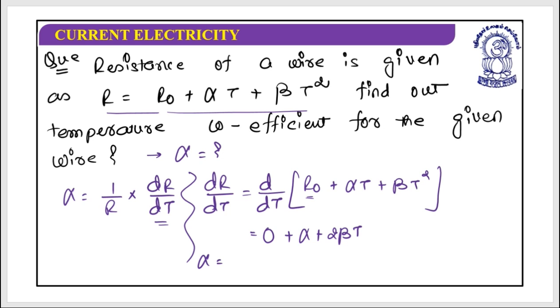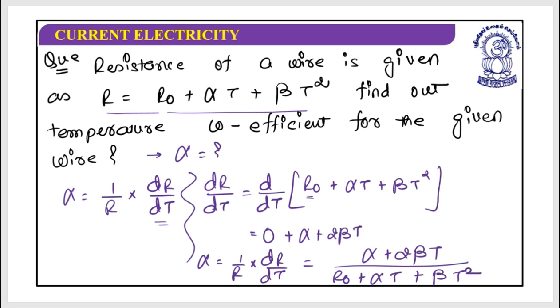Now alpha is 1 by R multiplied by dR by dT. So that can be written as alpha plus 2 beta T divided by R naught plus alpha T plus beta T square. This should be the value of alpha. I hope these things are clear.